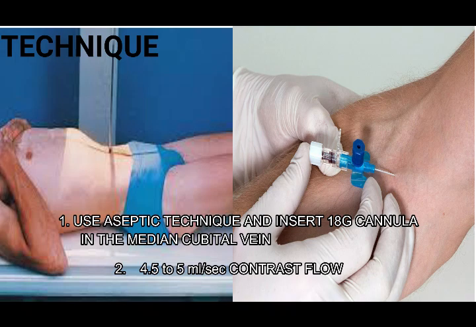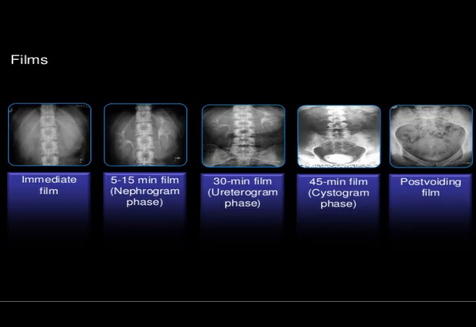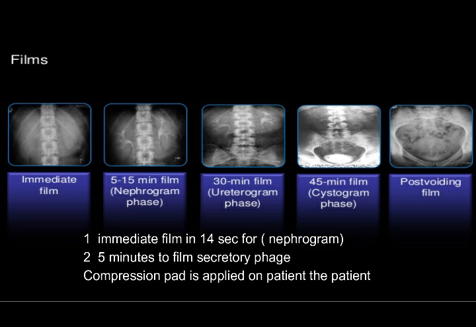In adults, 80 to 100 ml of contrast media is given. Contrast flow is 4.5 to 5 ml per second. After the contrast media is injected, we take films at different times. The first film is taken at 14 seconds to see the nephrogram. The second film is taken at 5 minutes to see the secretory phase, where both kidney contours are seen.